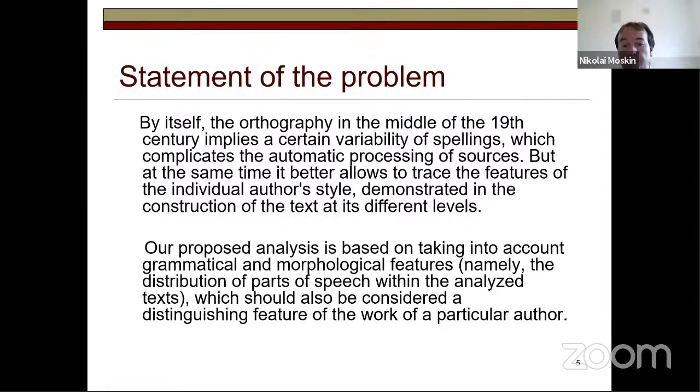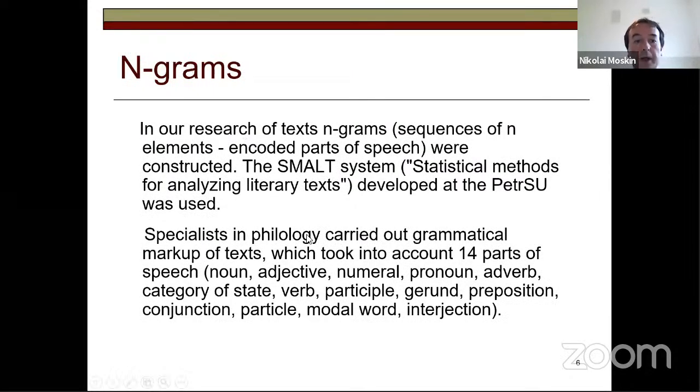This analysis is a new approach, if we compare with my other reports. It is based on taking into account grammatical and morphological features, namely the distribution of parts of speech, not lexical spectra, within the analyzed text, which should also be considered a distinguishing feature of the work of a particular author. N-grams, what is it? In our research, an n-gram is a sequence of n elements of encoded parts of speech. We constructed these n-grams for different texts and their fragments. A small system helped us to do it. I earlier said some words about this system.